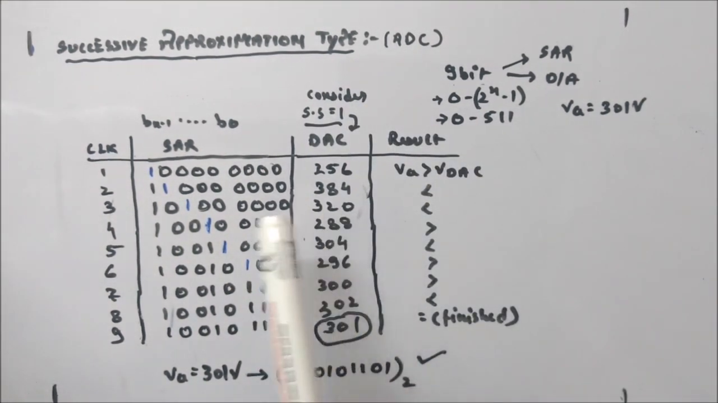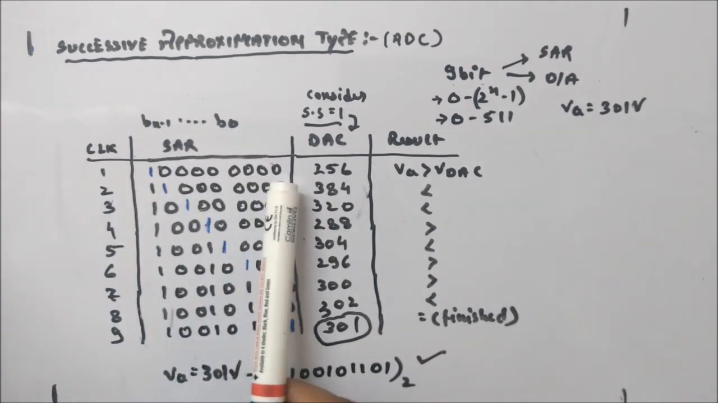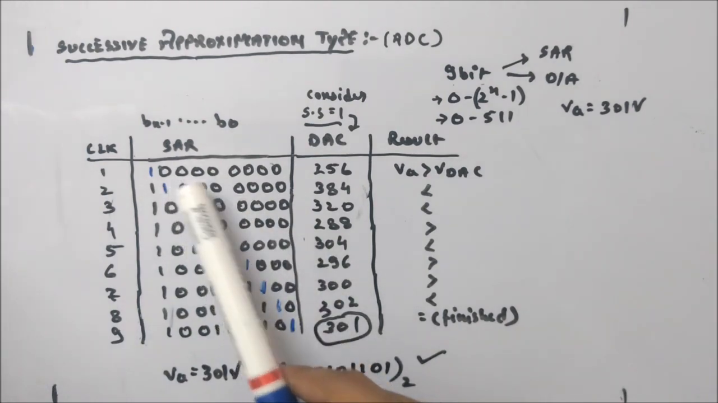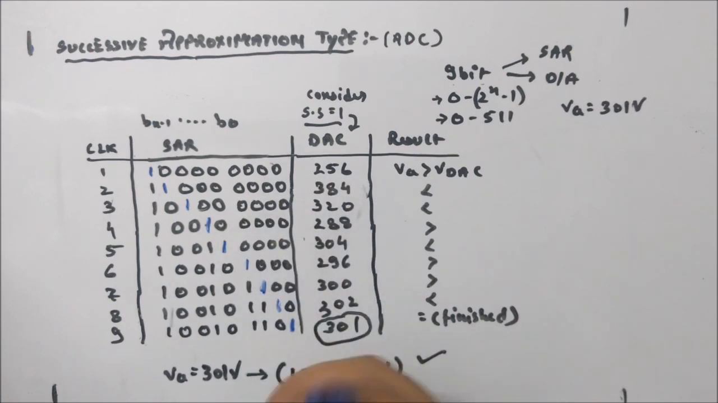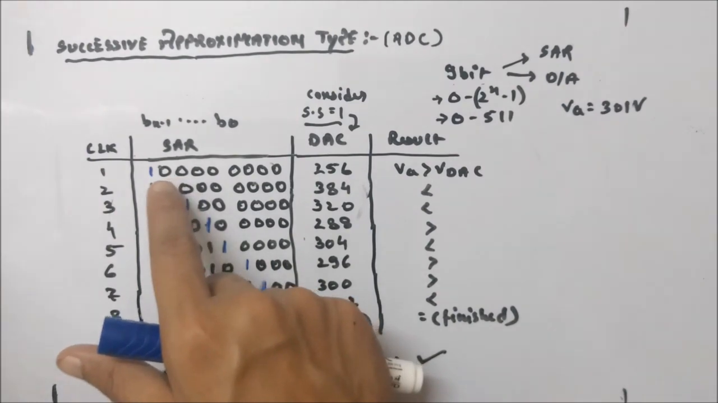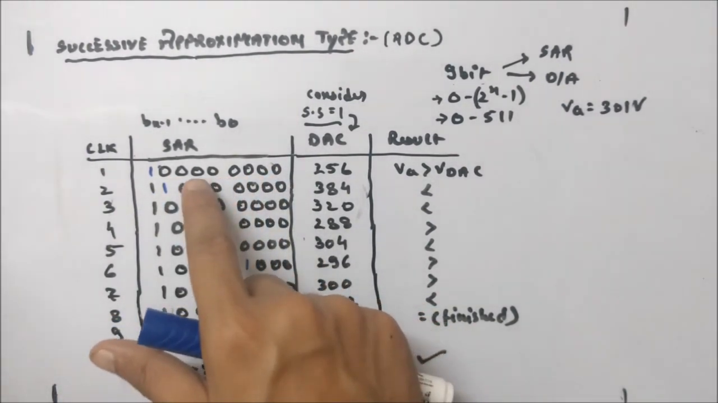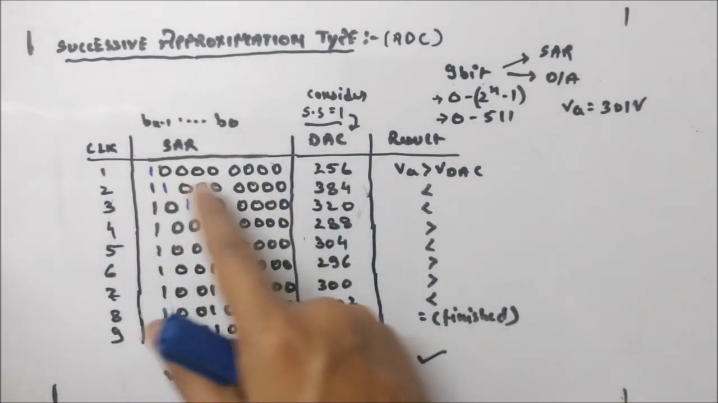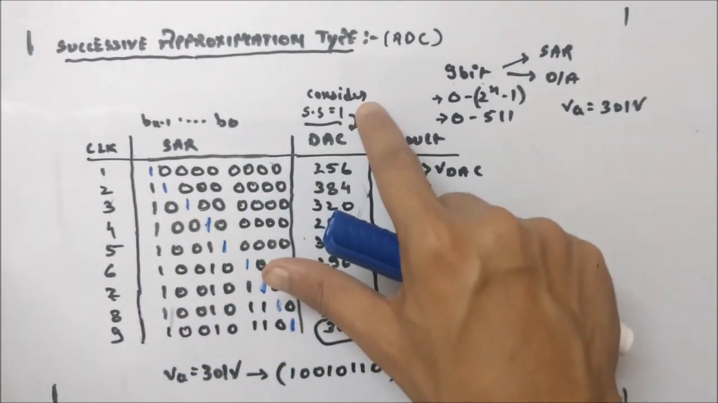So now what will happen? You first set your MSB to 1, and the rest of the bits are 0. What will be the analog equivalent by the DAC? That is 256, because 2 to the power 0, 1, 2, 3, 4, 5, 6, 7, 8, 2 to the power 8 will be 256. I am just converting this into its decimal form, because the step size is 1.